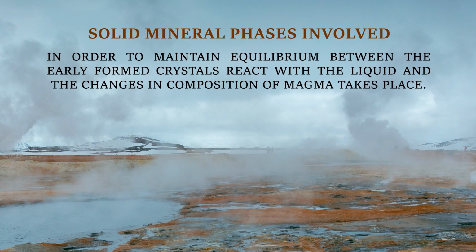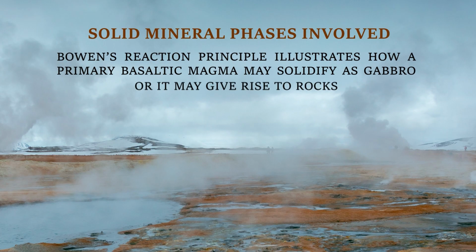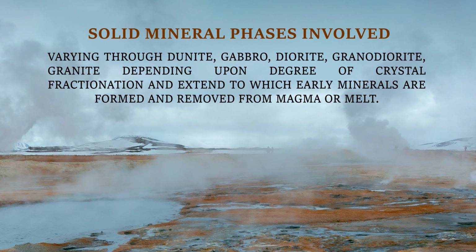So in order to maintain equilibrium between the early formed crystals, the reaction with the liquid takes place, and this changes the composition of the magma. So in Bowen's reaction principle, we have seen how primary basaltic magma may solidify and give rise to gabbro. This may give rise to a rock varying through dunite, gabbro, diorite, granodiorite, granite, depending upon the degree of crystal fractionation and the extent to which early minerals are formed and removed from the magma or the melt.